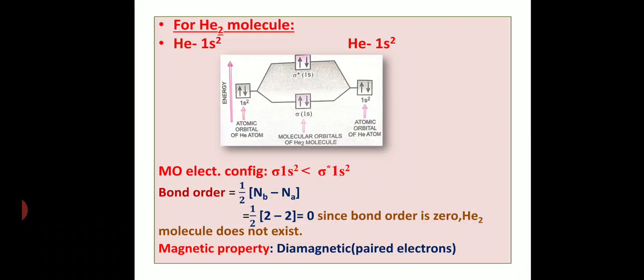So that means helium molecule cannot exist because the bond order is 0. What about magnetic property? Bonding and antibonding both have completely paired electrons. So it is an example of a diamagnetic substance.